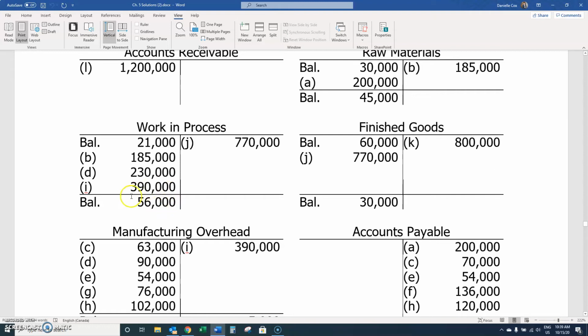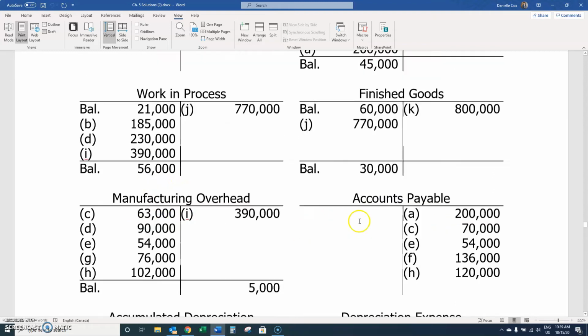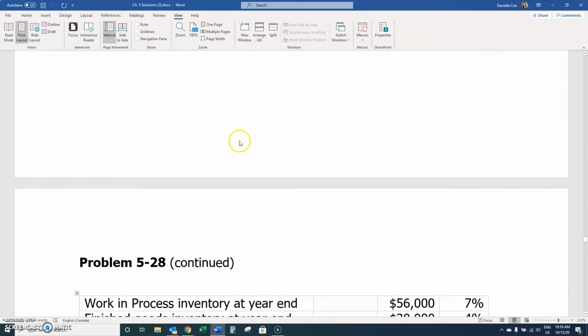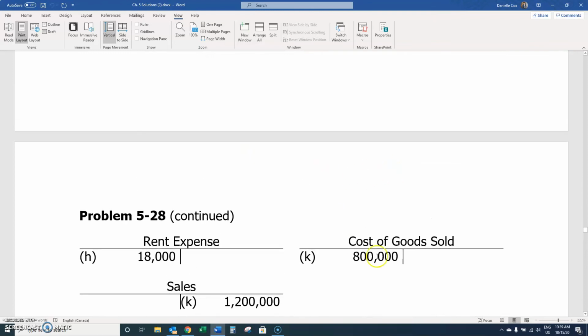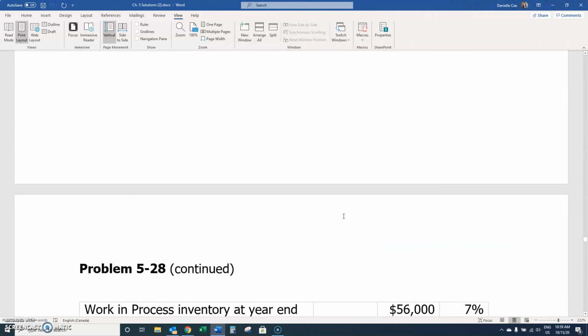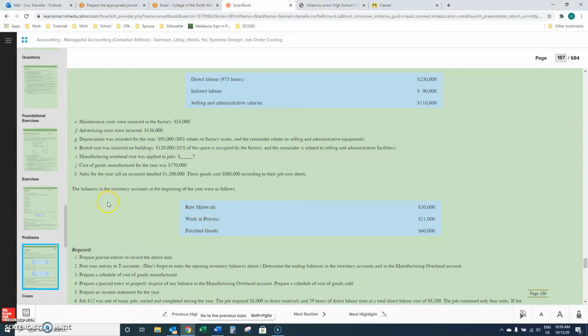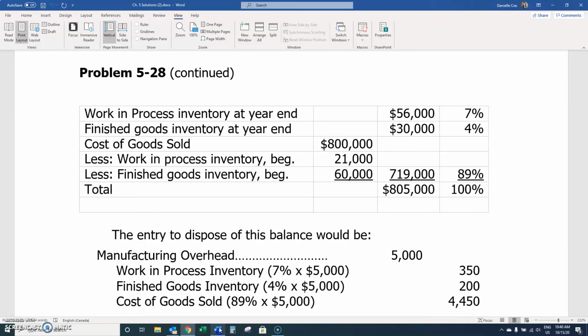So if we go up to our T accounts, work in process 56,000, finished goods 30,000. And cost of goods sold, that should be in a T account. Oh, here we go, 800,000. And then right in the book, it shows us the beginning balances. So work in process 21, finished goods 60. So cost of goods sold was 719,000 that period.